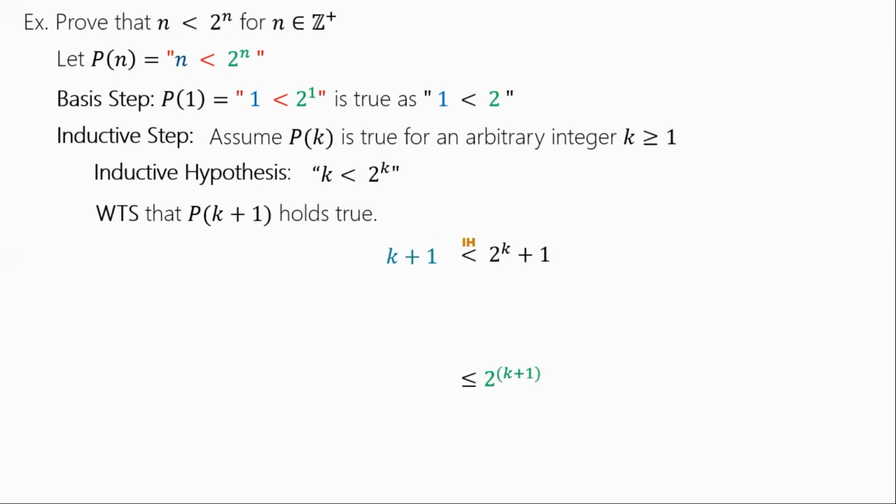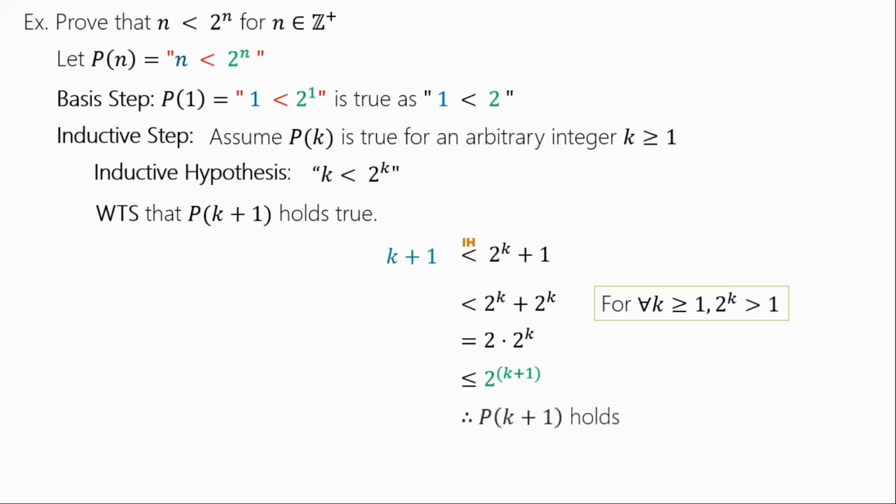So this is where it gets handy. I have 2 to the k. I'd like to get one more copy of 2 in there, right? Can I double 2 to the k somehow? Well, for all k greater than or equal to 1, 2 to the k is greater than 1. So I can make the statement that 2 to the k plus 1 is less than 2 to the k plus 2 to the k. This gives me double 2 to the k, which is what I'm after to get 2 to the k plus 1. So I've shown that Pk plus 1 holds true.